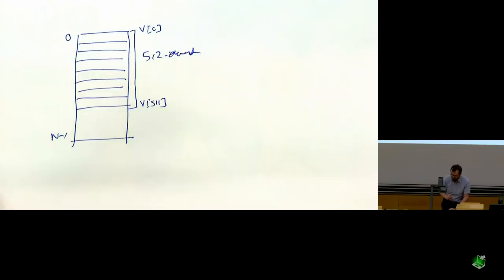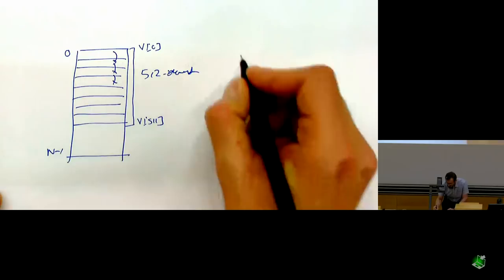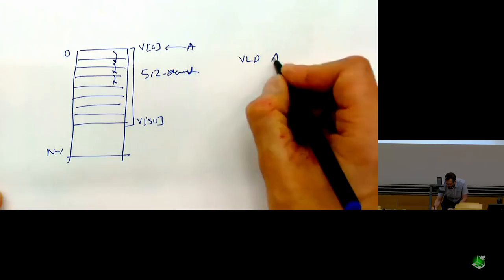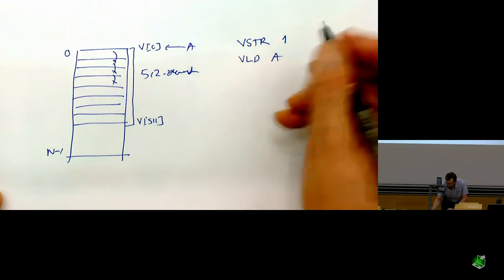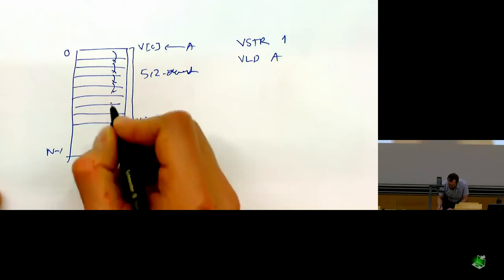Now, if you want to access every single element of this vector, let's say you want to do a vector load from this address, let's say A, you set the vector stride to 1. Or that's one possible encoding. We'll see better encoding later.